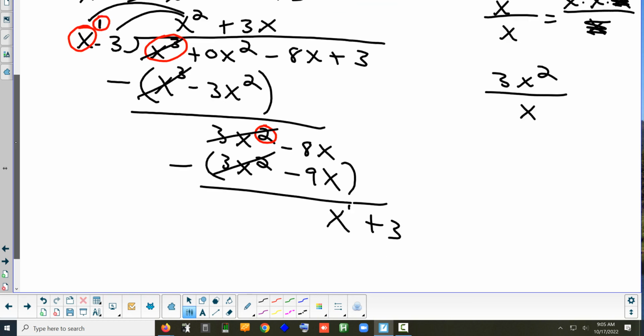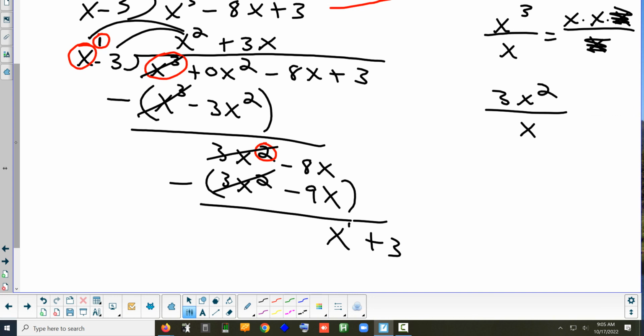All right, now divide the first term on the outside into the first term on the inside. So this time you're doing x divided by x. And x divided by x is going to give me how much? 1. As far as our division problem, we are done. This right here is the quotient. We need to keep going if we want to get the remainder.